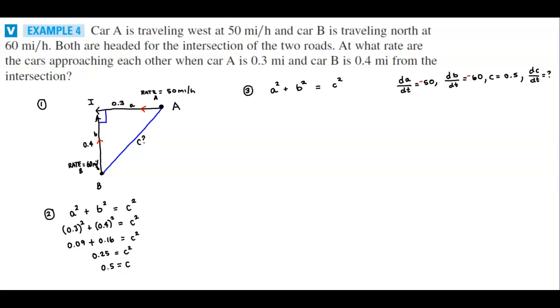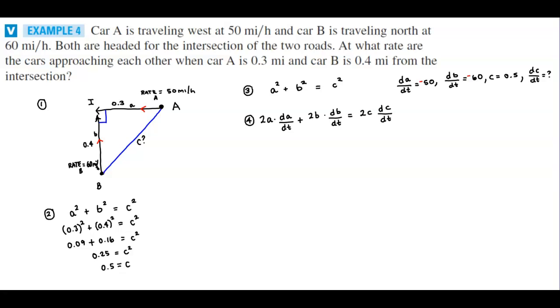So the derivative of a squared is going to be, and we're going to write that here, 2a times the derivative of a with respect to t, plus 2b times the derivative of b with respect to t, and that's equal to 2c times the derivative of c with respect to t.